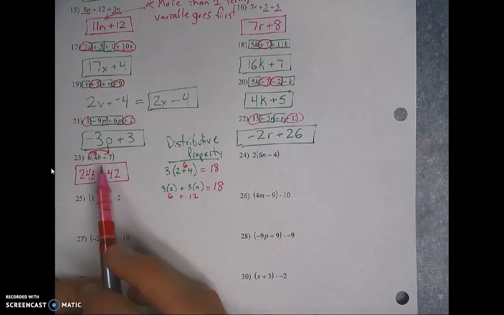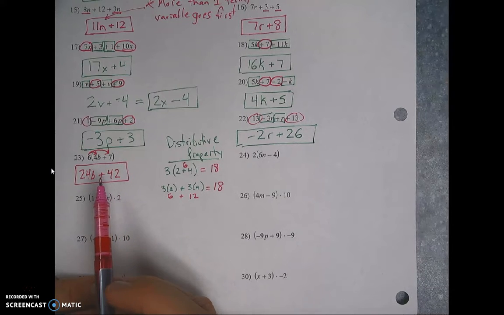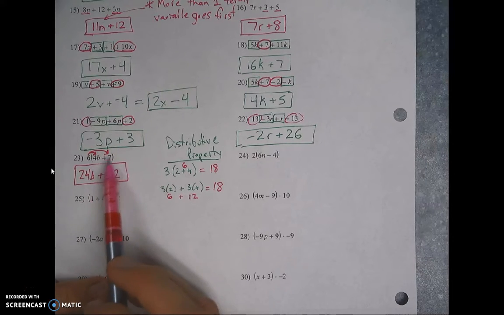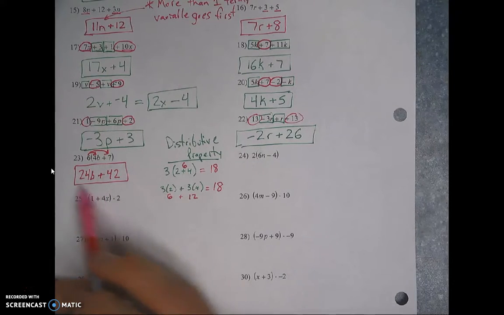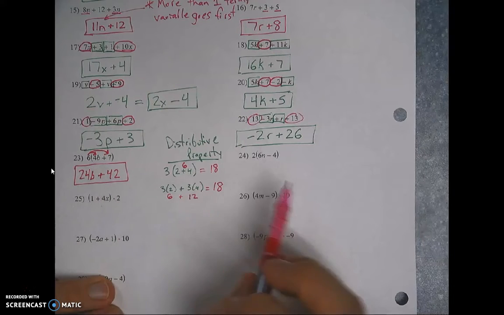This is simplified. Now, if I told you what b was, all you'd have to do is multiply times 24 and add 42. Whereas up here, if you find out what b is, you've got to multiply times 4, add it to 7, and then multiply times 6. So slightly more complicated. This is simpler. So we like this. This is a simplified version.